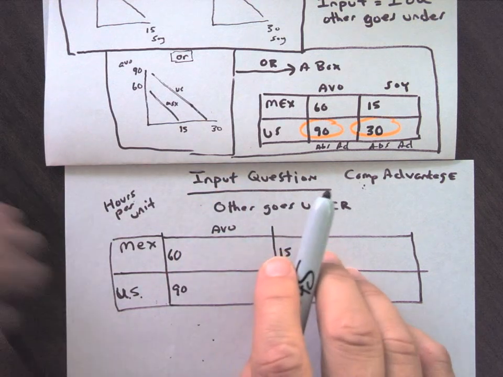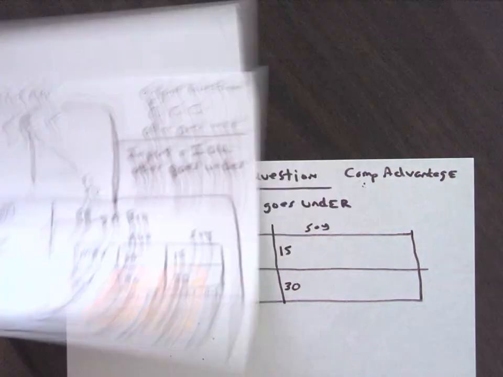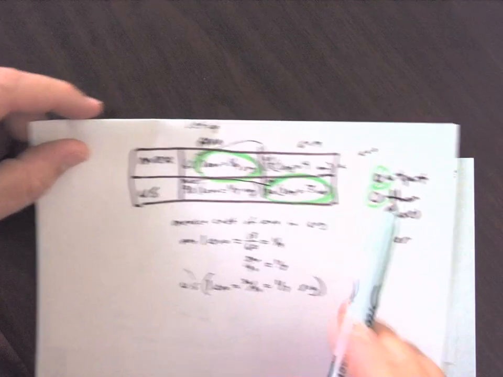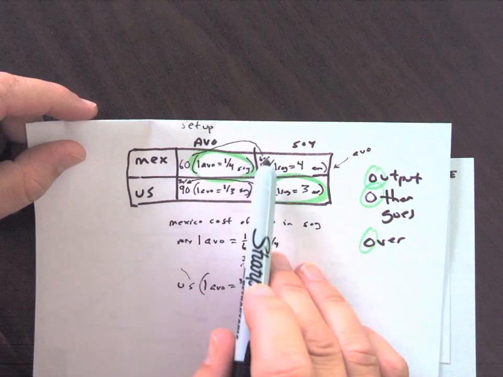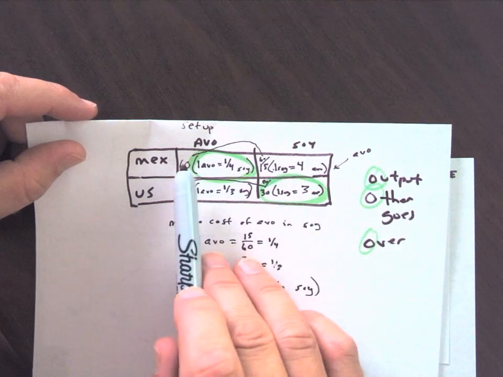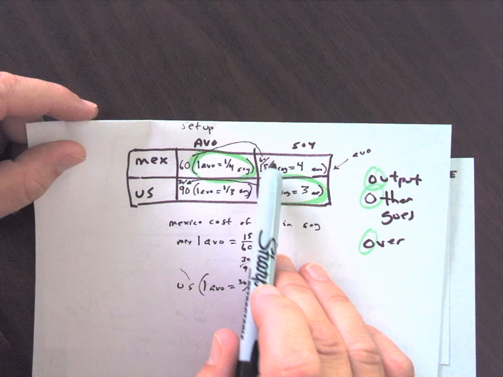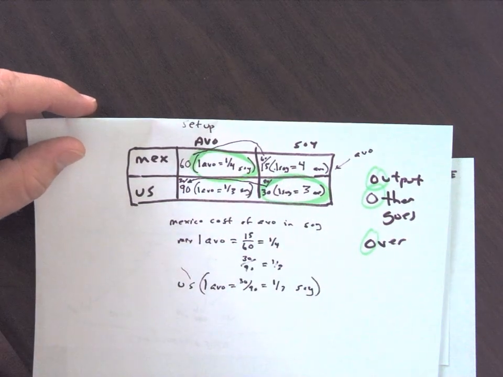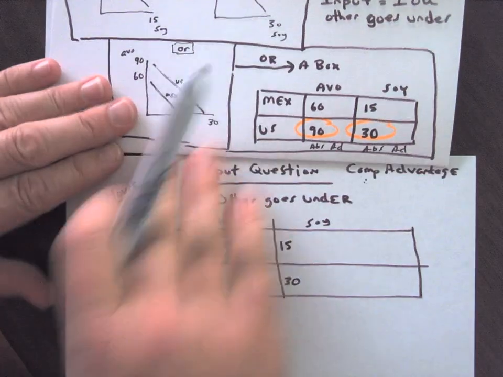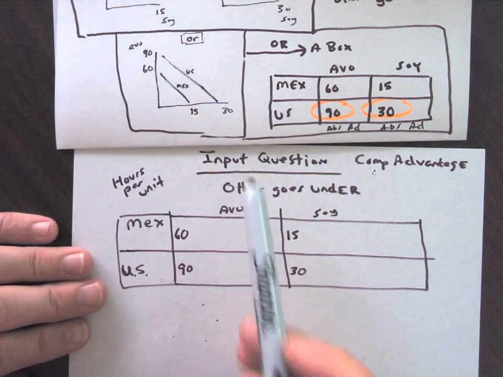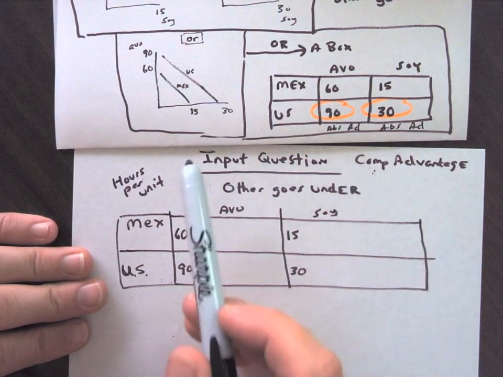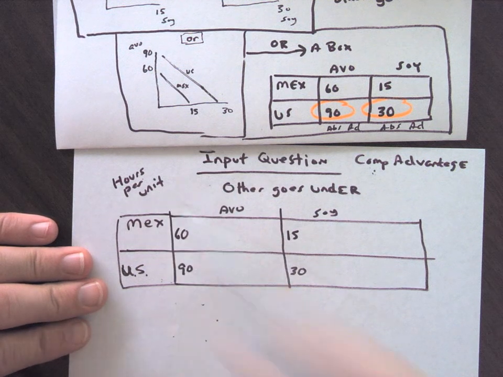So now, like we did earlier on the other video, we have the output is other goes over. If we're trying to solve for avocado, we're going to take the soybean, the other product that the country makes, we're going to put that number over and get a fraction and reduce it. That won't always need to be reduced, just depends on the numbers you get. So here we go, an input question, other goes under for comparative advantage, hours per unit.